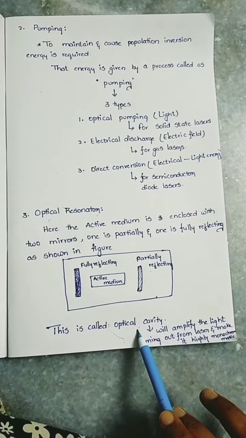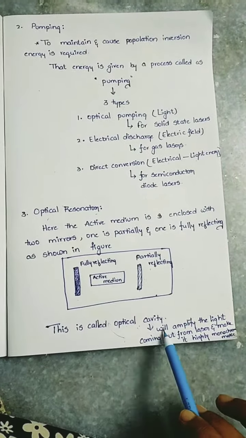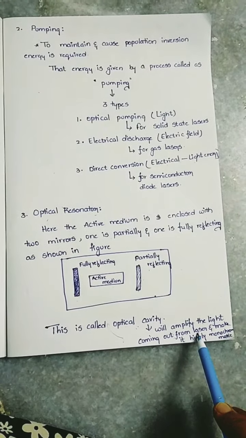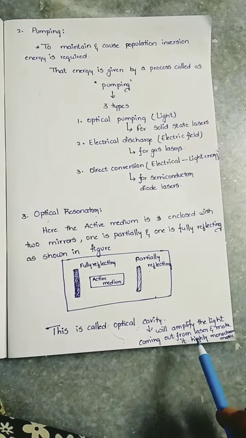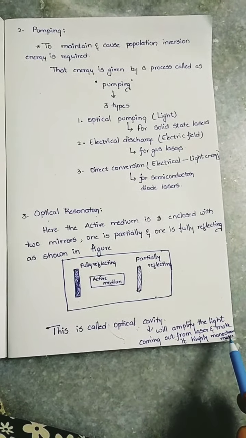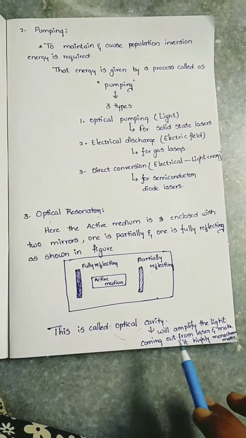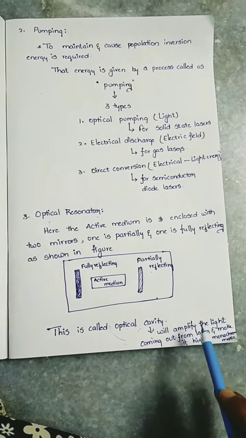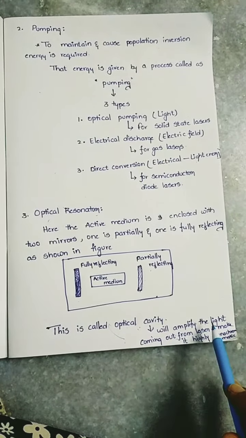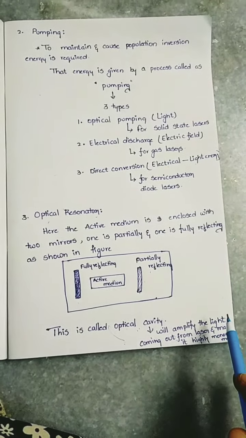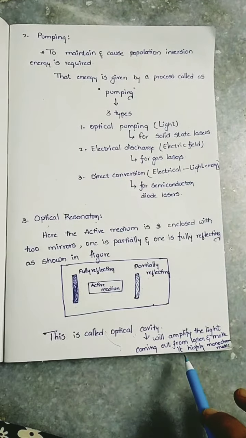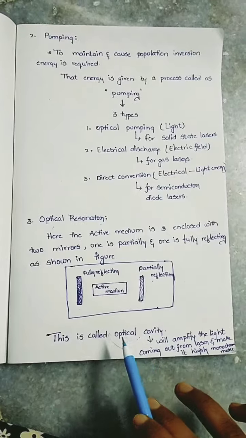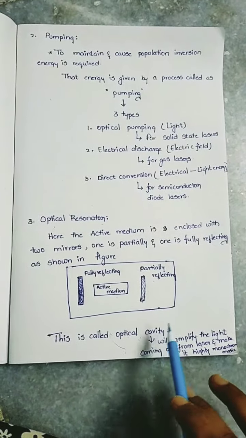And what is the work of optical cavity? It will amplify the light coming from the laser and make it highly monochromatic. What is meant by monochromatic? Monochromatic means it will have a single wavelength. So that is the work of optical cavity.